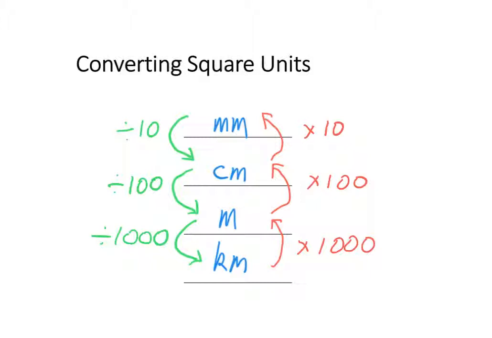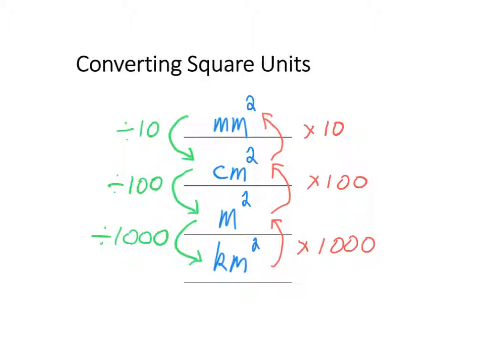Now we want to have a look at what we would do if we're doing square units. So if we had millimeters squared, centimeters squared, meters squared, and kilometers squared, what we did is we went through and added a square onto each of our major units of measurement. When we do our converting with square units, we want to do the same thing.